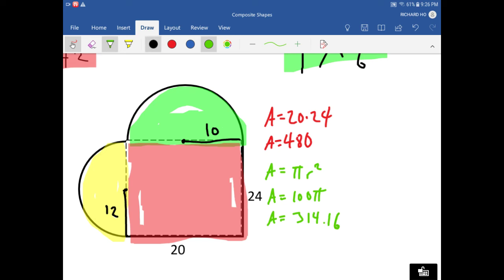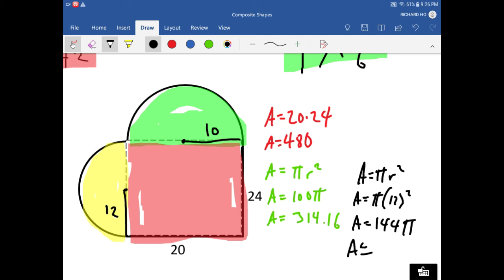Then for the yellow one, A equals pi r squared again. It's going to be 12 squared. I'm skipping steps, so I'm going to write this step out for you this time. Pi times 12 squared, which is 144 pi. 144 times pi is 452.39.